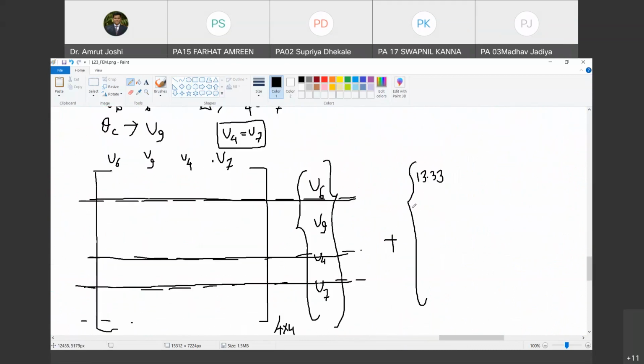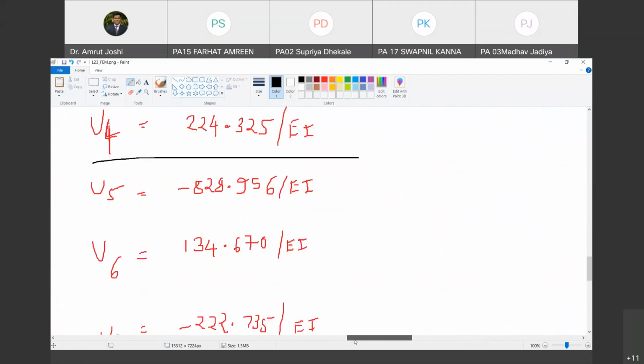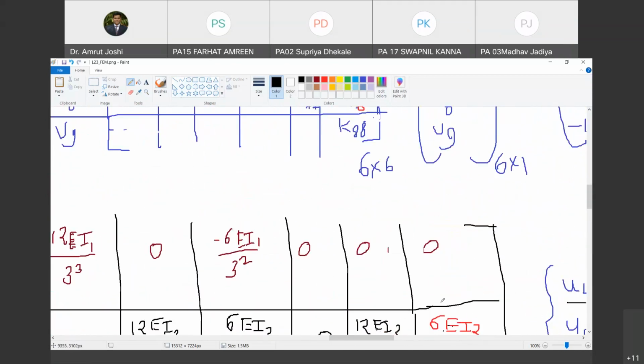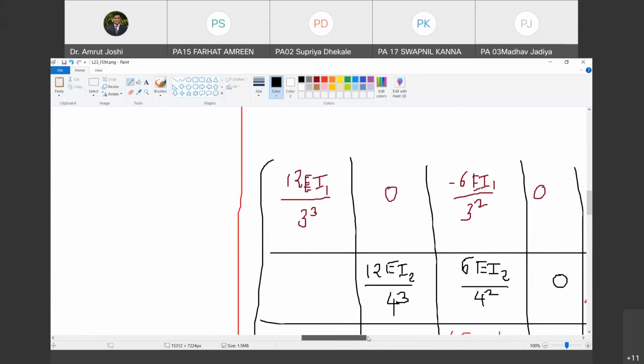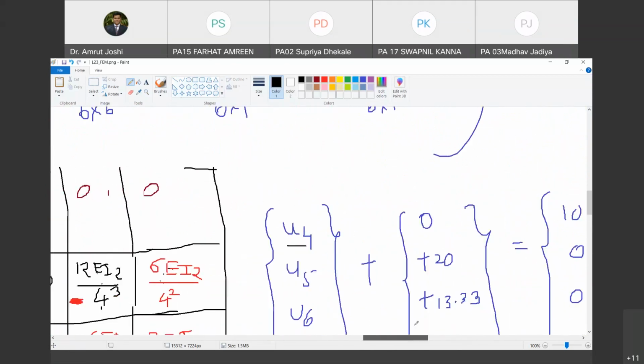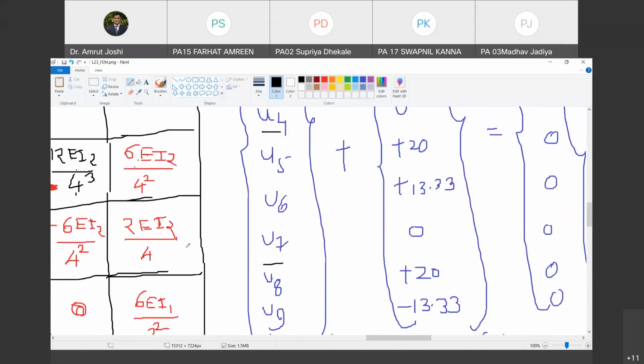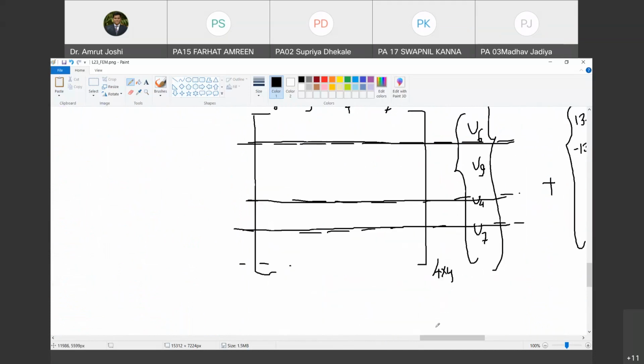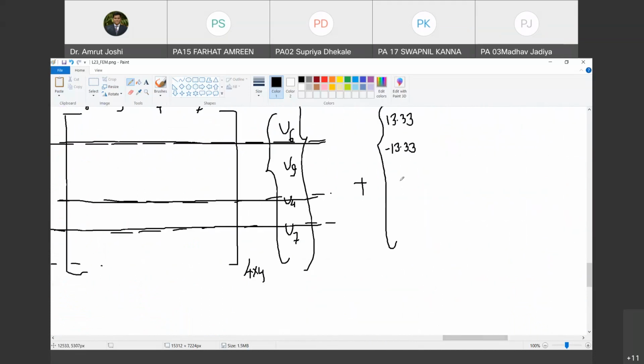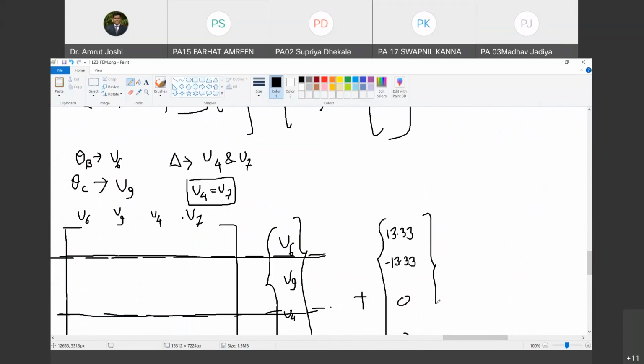Yes, sir. So -13.33. Very good. When I look at U4, U4 is which element? First row. उसमें एलिमेंट क्या है? 0. And when I look at U7, it is which? 0. That also is 0. So therefore 0 और 0 ऐसे दो आएंगे कि नहीं? U4 U7 के लिए Yes, sir. 0 and 0.